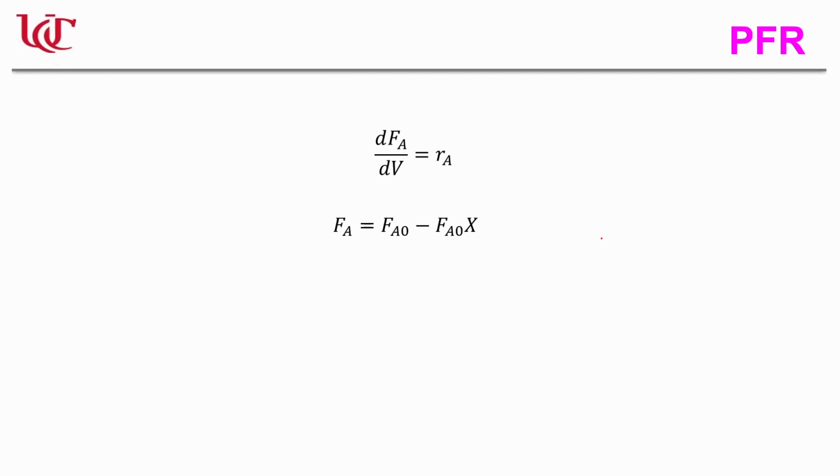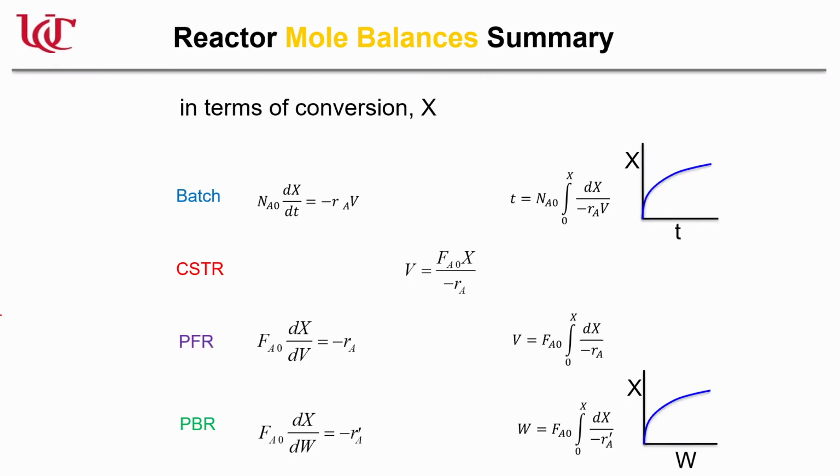So for the PBR, it is similar to the CSTR. The only difference is that now we cannot integrate it, because Ra is not uniform. Instead, we need to use the differential form. So this is a PFR. This is actually not very difficult to derive. I strongly recommend you derive this kind of mole balance in terms of X by yourself. So this is a summary, as we get the mole balances in terms of conversion X.